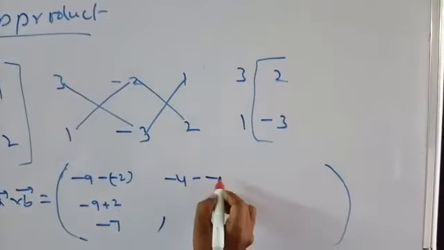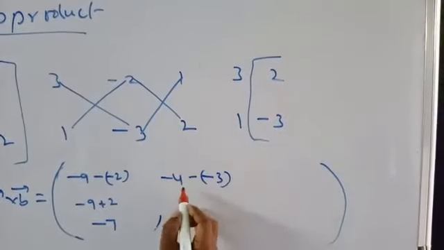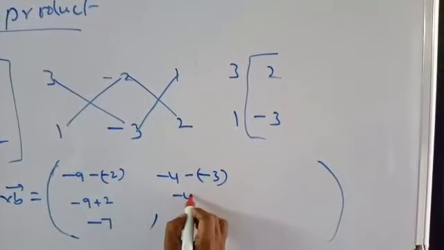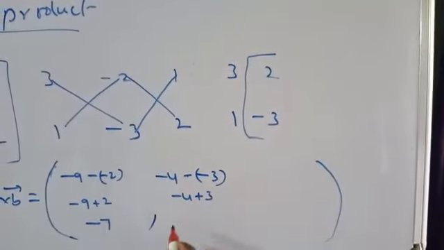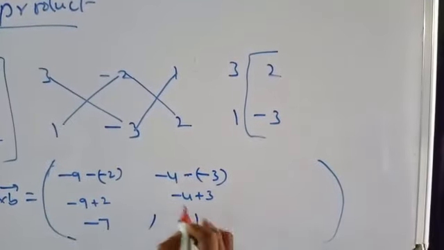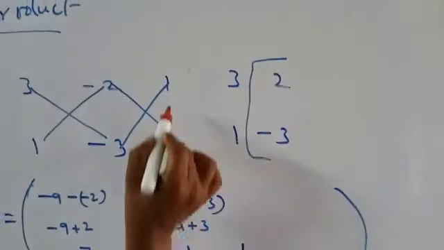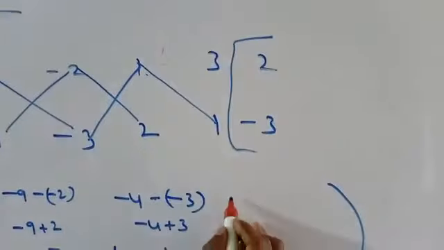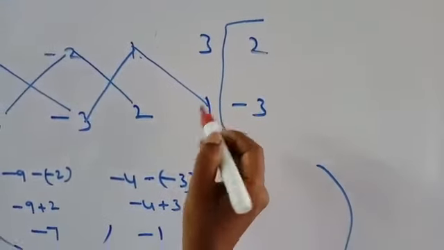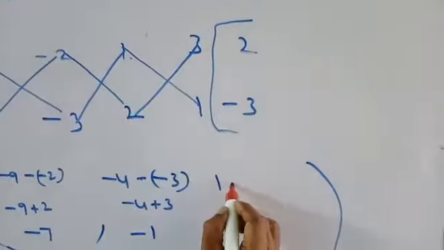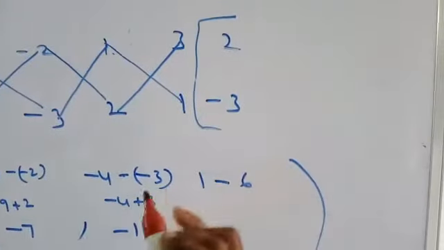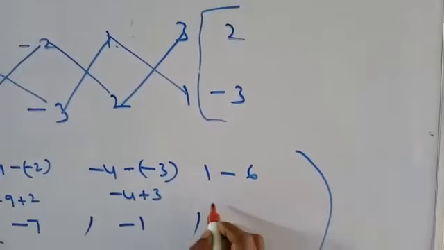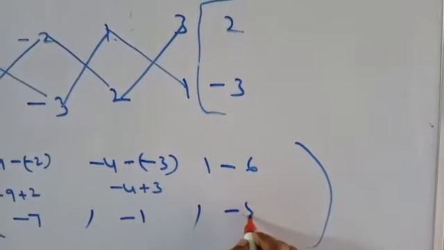1 into 3 minus 3, that is equal to minus 4, minus into minus plus 3, that is equal to minus 1. Next, 1 into 1 is 1. Next minus of 3 into 2 is 6, 1 minus 6, that is minus 5.